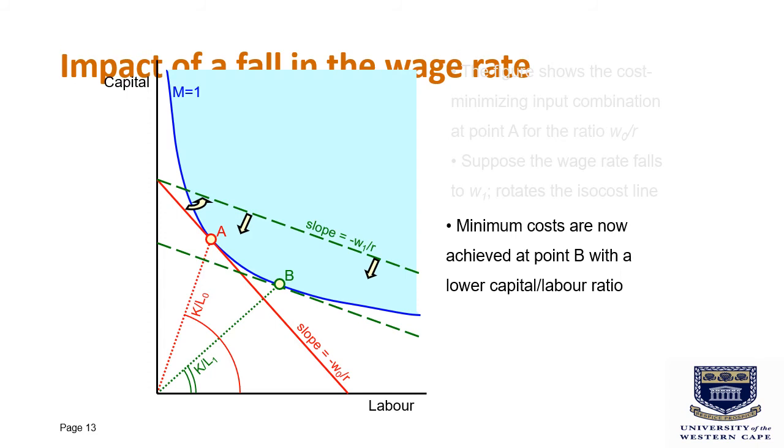So, okay. Now once the slope has become flatter, we find ourselves at B. What is B? B relative to A, what has happened? Because wages have gotten cheaper, we find that we're actually using more labor, and we're using less capital. So the amount of labor has increased while the amount of capital has decreased because wages have become cheaper. So you can assume then, if wages had gone up, what would have occurred?